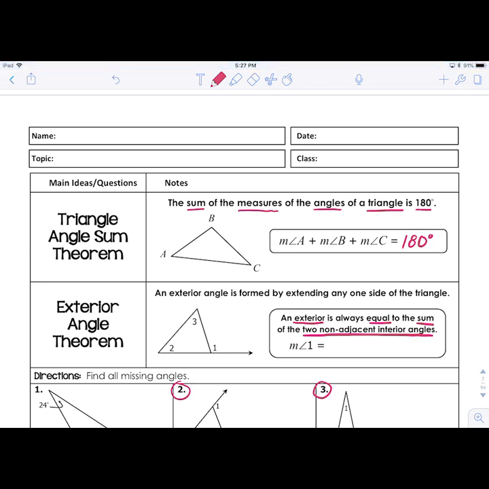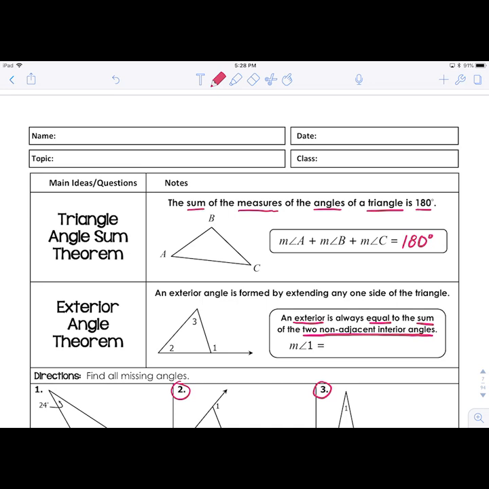Today we're going to talk about two really important theorems that you're probably going to forget are theorems after a while, because you're going to use them so much, but they are theorems. Remember, theorems are statements that needed to be proved. One time long ago someone proved these and now we can accept them as true.